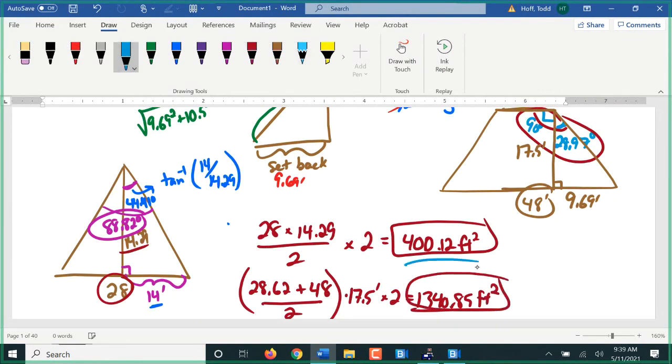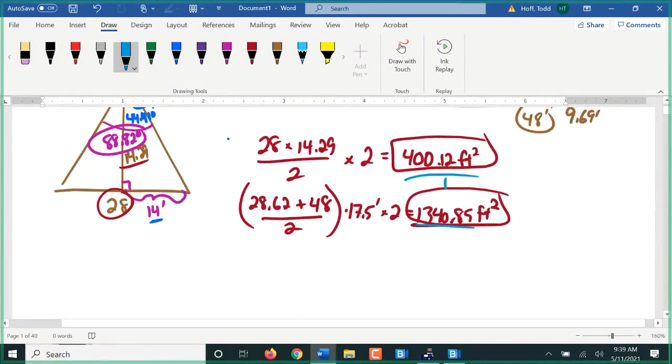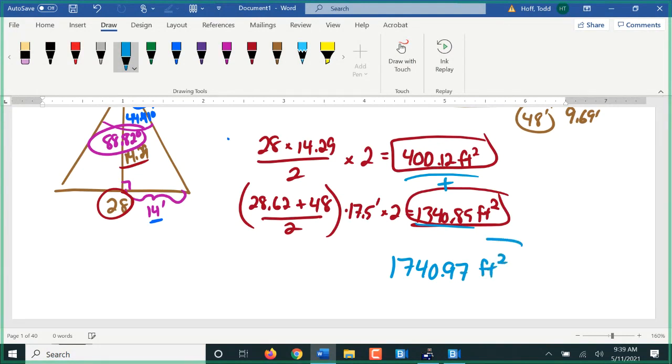We add those two areas, 1740.97 square feet of roof area. So you can see once we start breaking it down, finding the length of those common rafters and longest jacks and the setback, the rest of it falls in relatively simply.